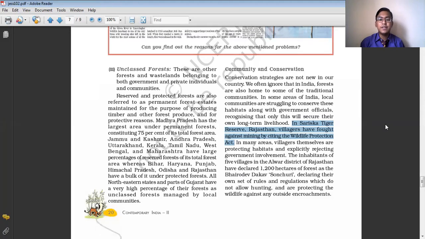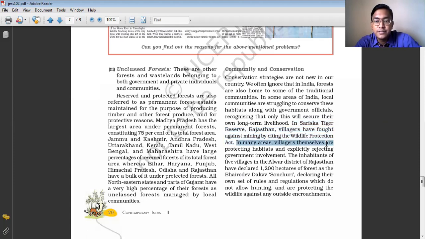In the same way, in different parts of our country, groups of people came forward. They protested against the government and against individual companies and organizations who were engaged in depleting the forest resources.